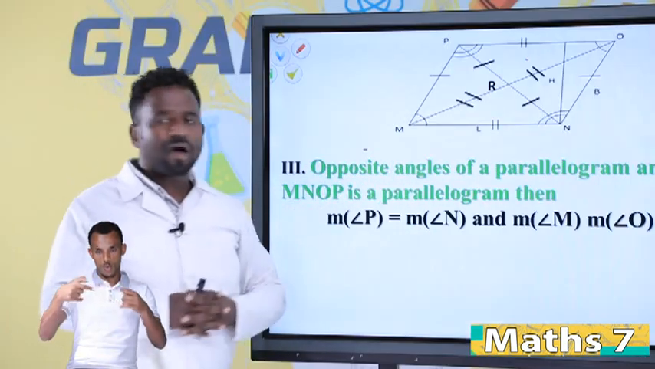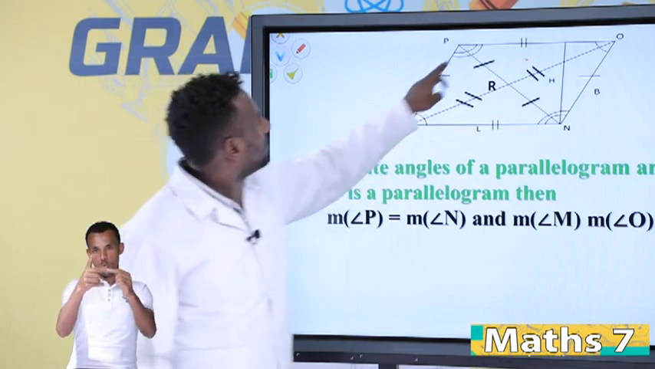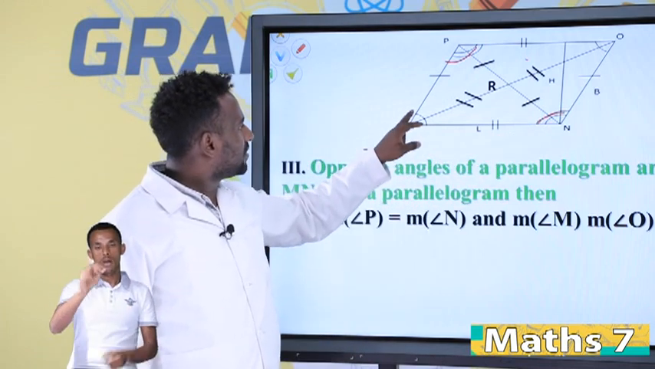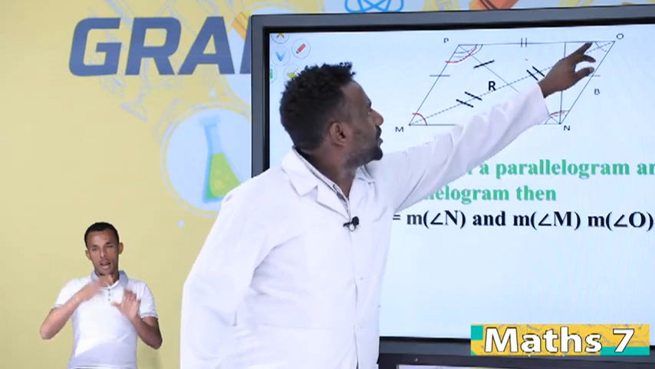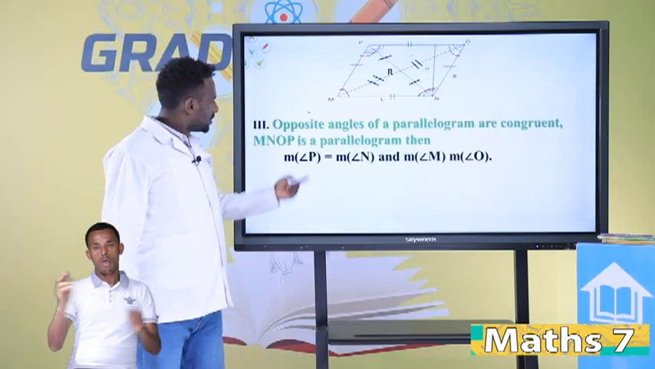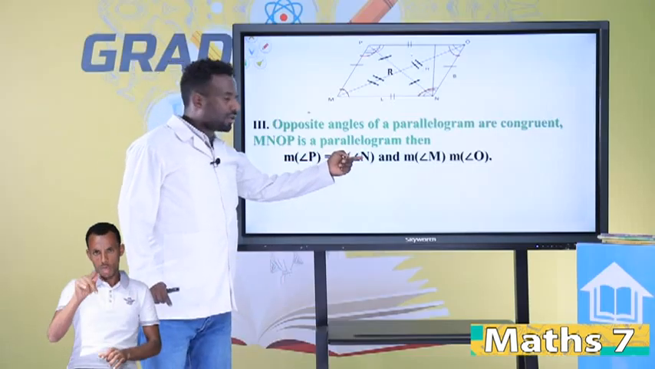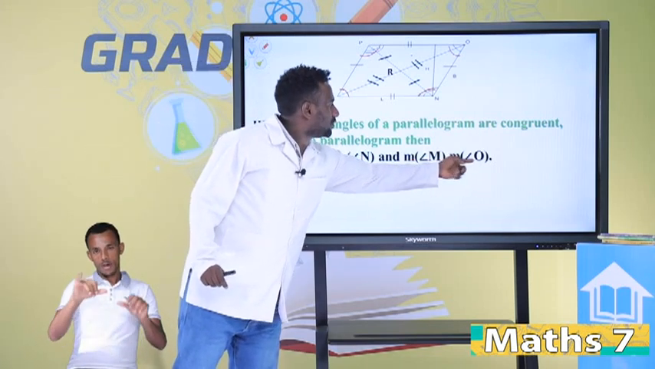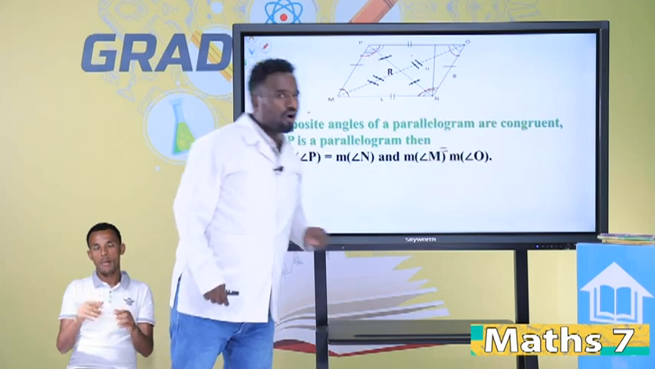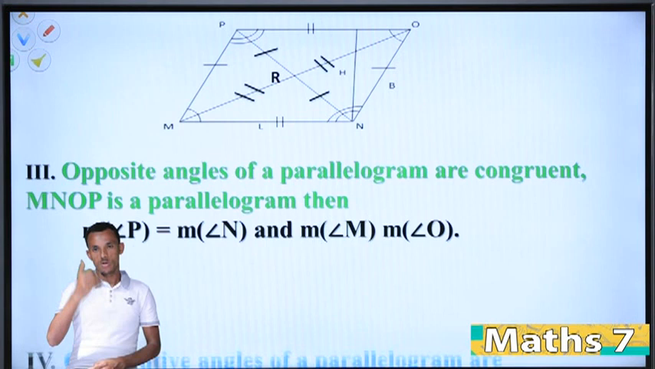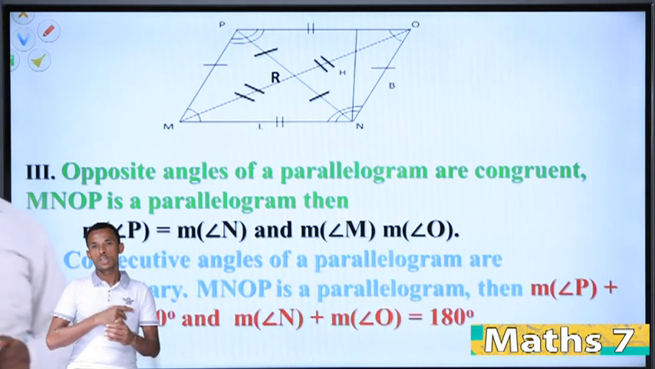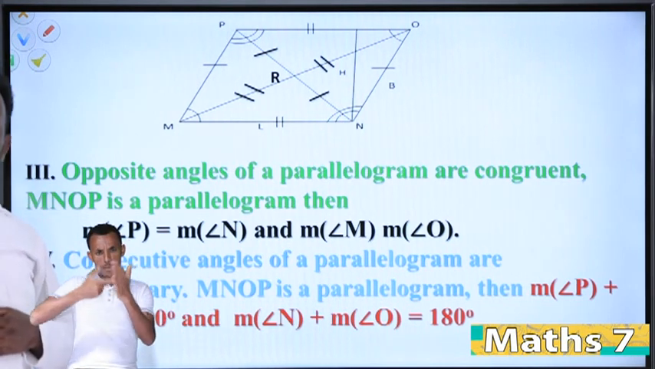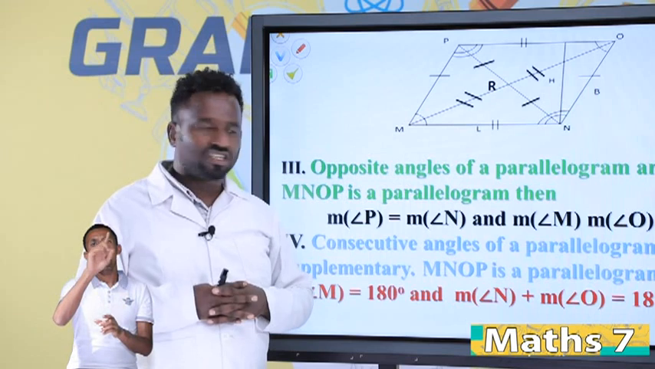Then, the opposite angles of a parallelogram are congruent. Opposite angles: angle P and angle N are congruent. The measure of angle M and the measure of angle O are equivalent. So, measure of angle P is equivalent to measure of angle N. Measure of angle M is equivalent to measure of angle O. Good. Next property, the consecutive angles of a parallelogram are supplementary. That means the sum of the two angles is 180 degrees.